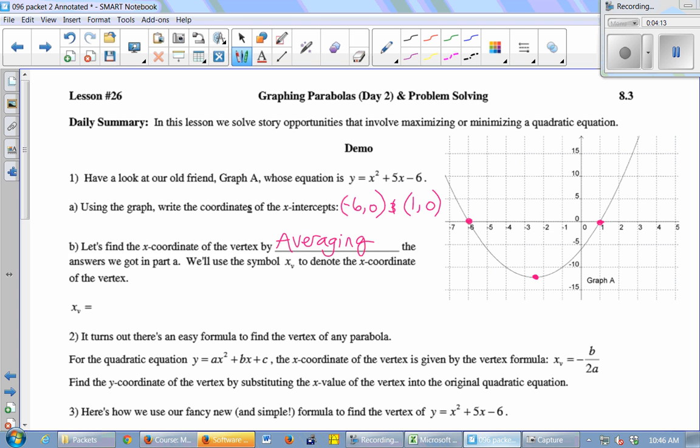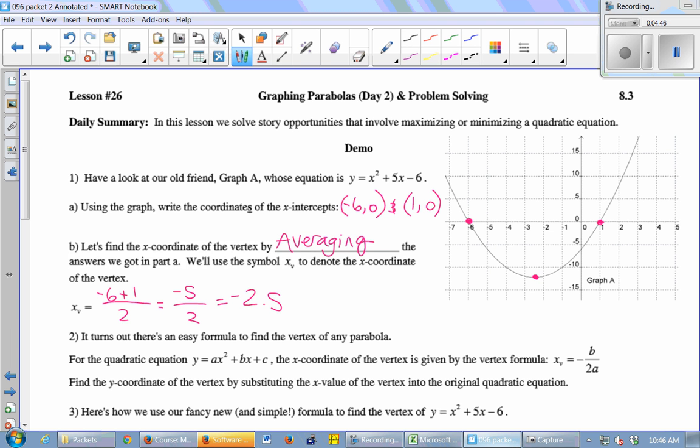So we find the x coordinate of the vertex, which we use x sub v to mean, the x coordinate of the vertex, by doing negative 6 plus 1 over 2, and we get negative 2, right? Negative 6 plus 1 is what? Negative 5 over 2, and negative 5 over 2 is negative 2.5. There we go.